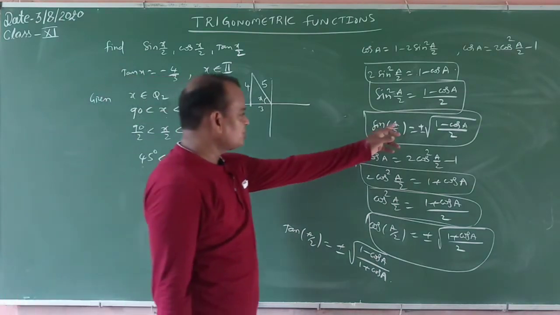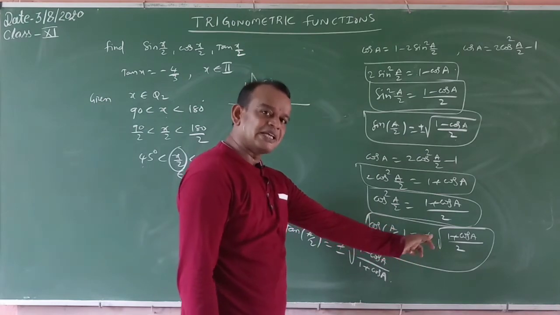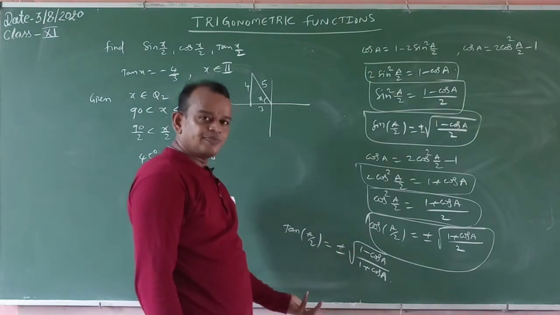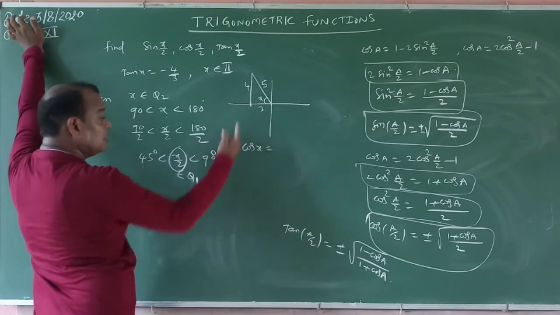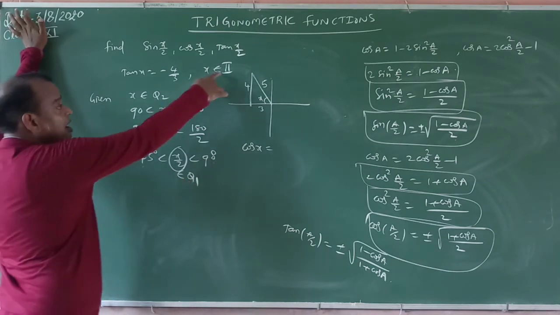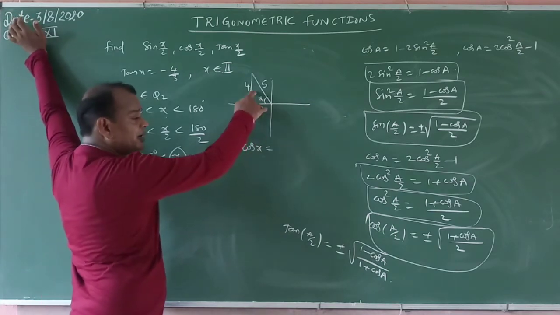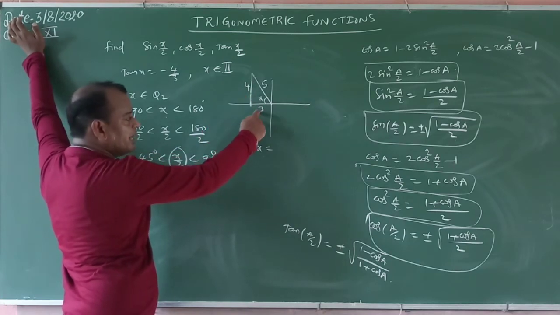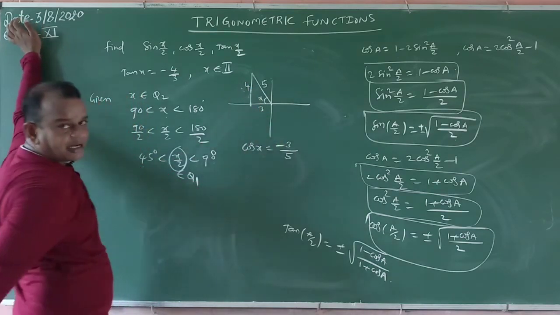Here sin x by 2 in the first quadrant is positive. Cos x by 2 is positive. Tan x by 2 is positive. Now from this triangle, what is cos x? X and x by 2, don't confuse. X by 2 belongs to the first quadrant, but x belongs to the second quadrant. I will find cos x. X lies in the second quadrant, so cos is negative. The definition of cos is adjacent side by hypotenuse, 3 by 5. But in the second quadrant it must be negative.